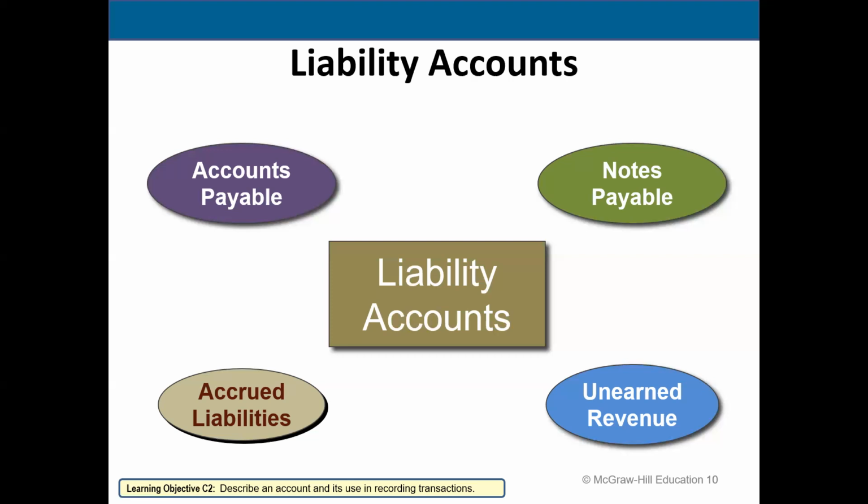Unearned revenue. This one's a little confusing because it has revenue in the name, so it doesn't sound like a liability, but it's unearned revenue. What that means is when someone pays us in advance for work we will do for them in the future, then we can't record it as revenue when we get paid because we haven't earned it yet. So instead, we record it as a liability called unearned revenue. And then in the future, as we earn that money, we'll record it as revenue, and we'll reduce that liability, unearned revenue.